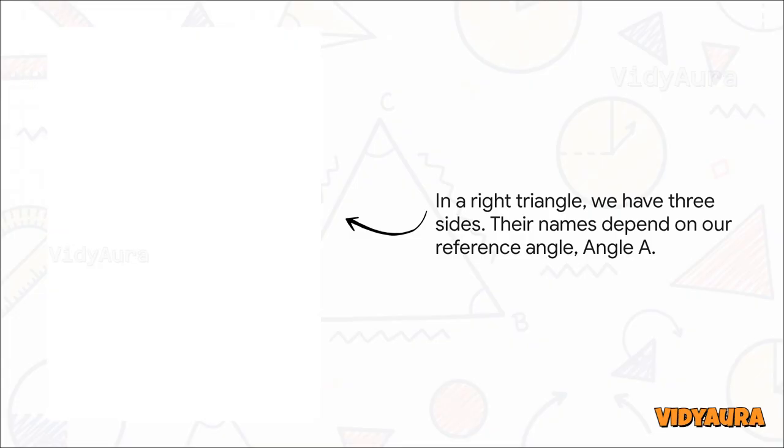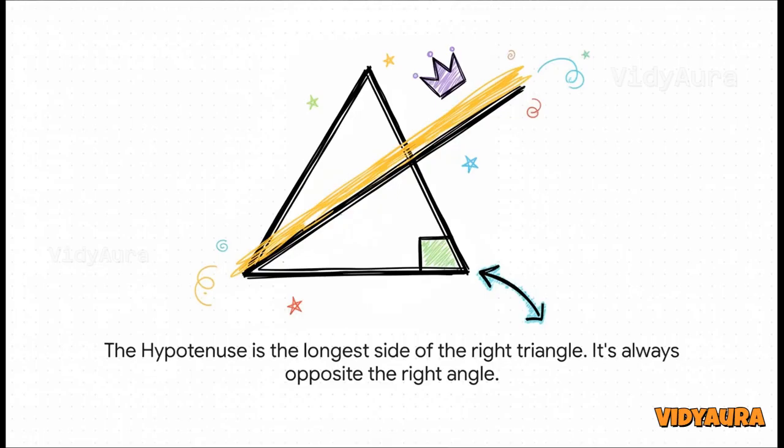Now, here's the key thing. The names we give to the 3 sides all depend on where we are looking from, in this case from angle A. First up, we have the superstar of the triangle, the hypotenuse. It's the easiest one to find because it's always the longest side, and it's always sitting directly across from the 90-degree angle. No matter what, that's the hypotenuse.